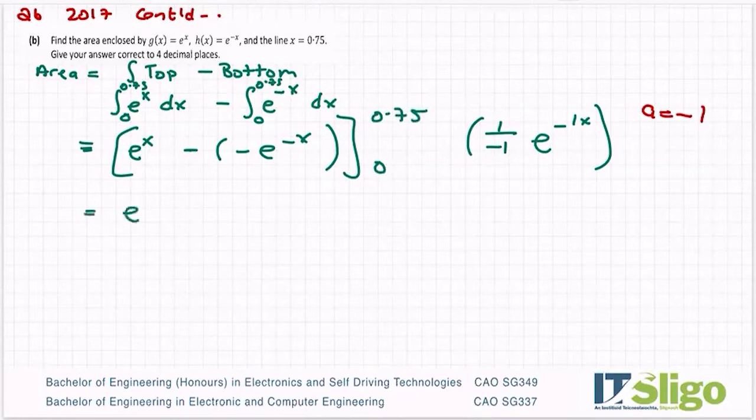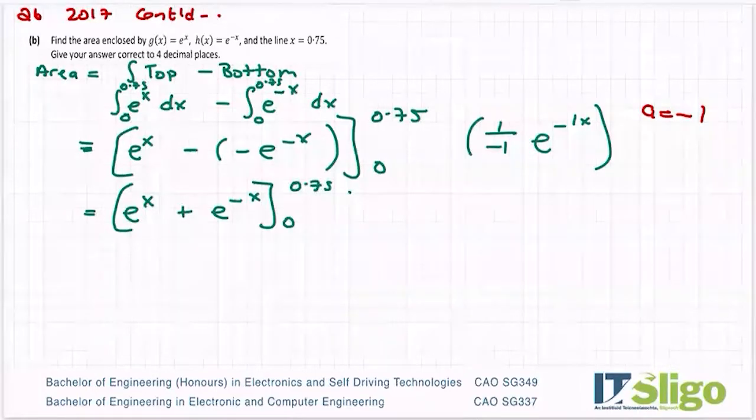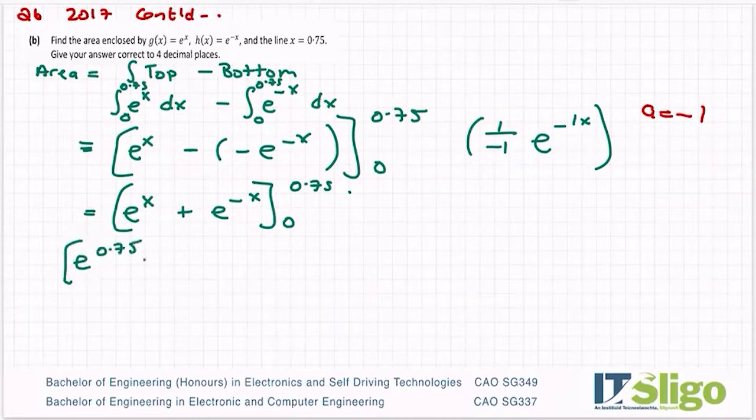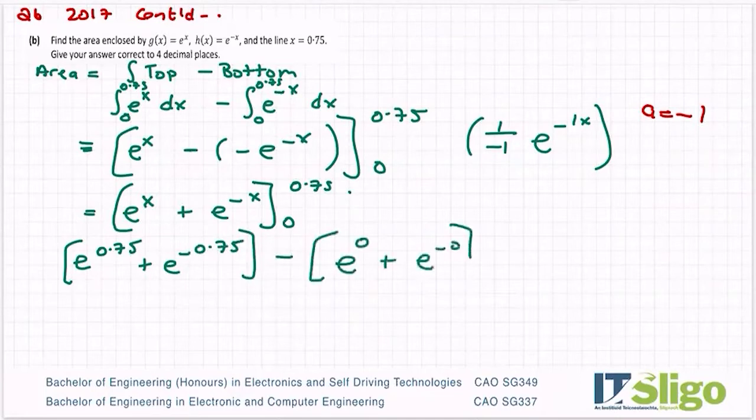Okay, so let's tidy it up. It'll be e to the power of x plus e to the minus x between 0 and 0.75. So let's put in the top first. So e to the 0.75 plus e to the minus 0.75 minus e to the 0 plus e to the minus 0.